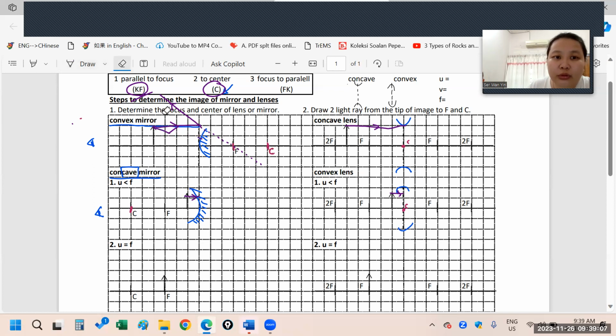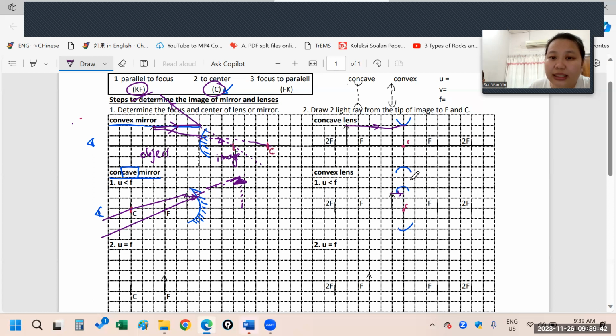Sorry, I don't have a ruler, so I cannot draw very perfectly. Then, when these two lights intersect, here will be your image. Here is the object, here is the image. Then for this one, KFC, it will extrapolate and become here. So always remember, if you want to magnify an image, we use U smaller than F.